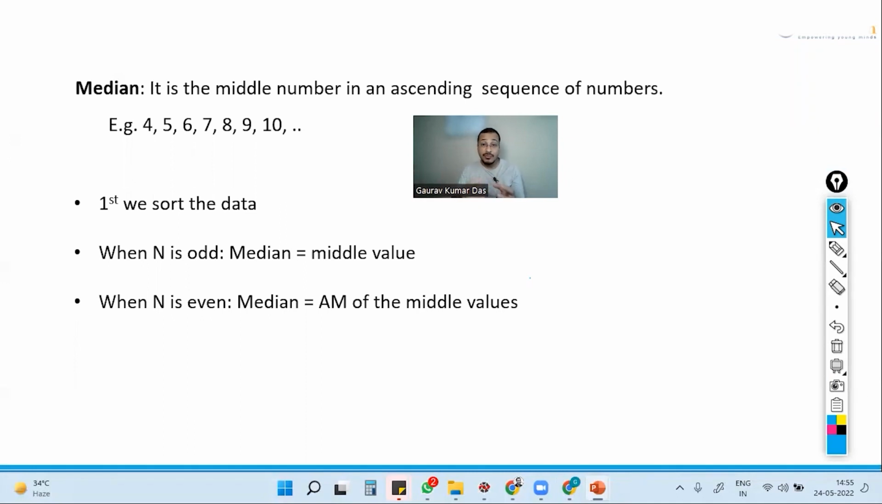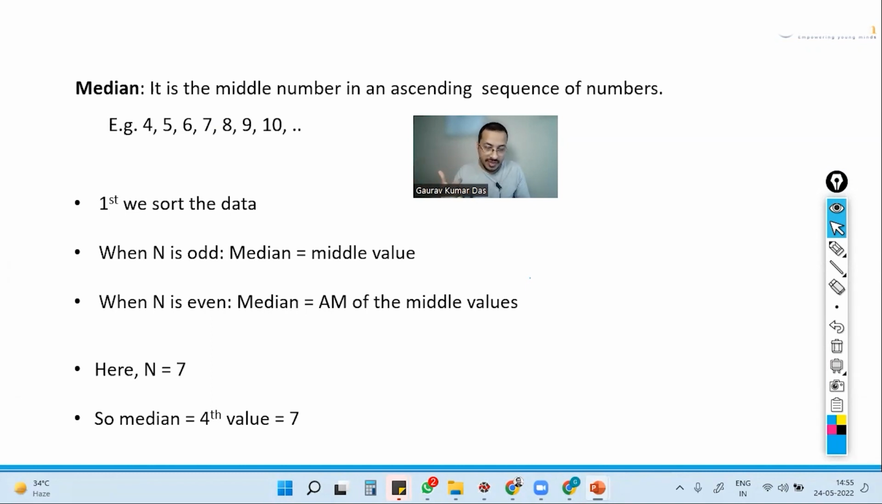When n is even, where n means the total number of elements in my data set, then my median will be equal to the average of the middle values. Now, what do I mean by this? If I look at these data points, we have 4, 5, 6, 7, 8, 9, 10. Suppose we have 7 values here, so n is equal to 7. So n is an odd value.